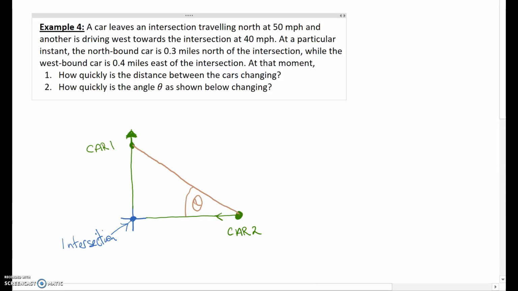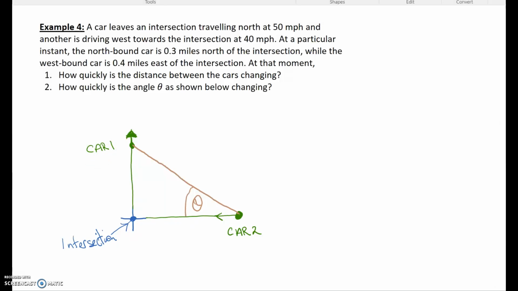Here's another question that's quite familiar from anyone who's looked at AP papers. A car leaves an intersection traveling north at 50 miles per hour, and that's this one here, and that's the first car. And another is driving west towards the intersection at 40 miles per hour, that's car 2. At a particular instant, the northbound car is 0.3 miles north of the intersection, while the westbound car is 0.4 miles east of the intersection. Well, those things are changing, so we won't put them in yet. But at that moment, how quickly is the distance between the cars changing? How quickly is the angle theta, as shown below, changing?